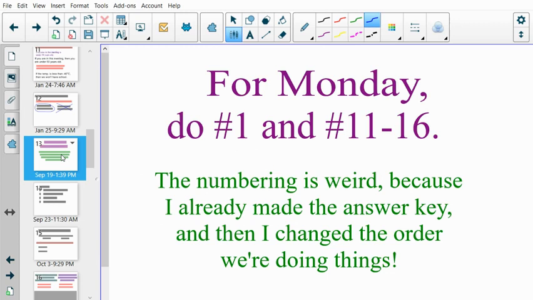But for Monday, I've got a sheet up on Schoology already. The numbering is a little bit weird. Basically, just do the worksheet that I've got posted. It's number 1 and 11 through 16.